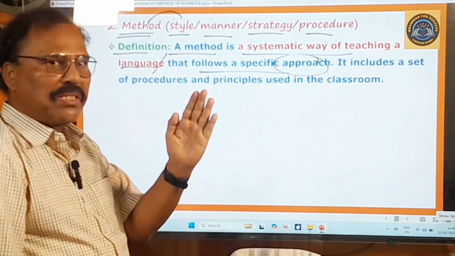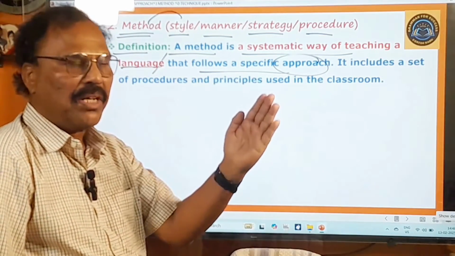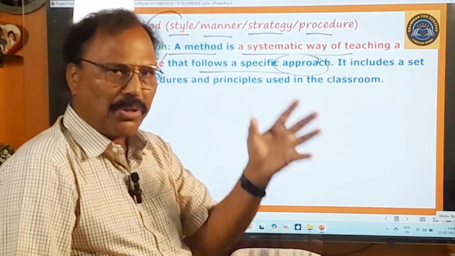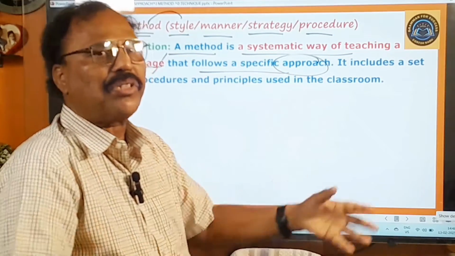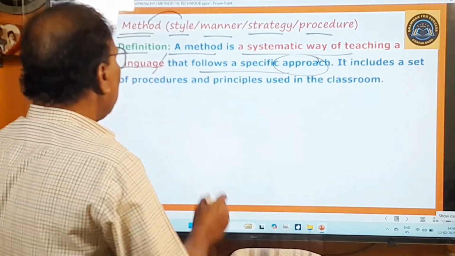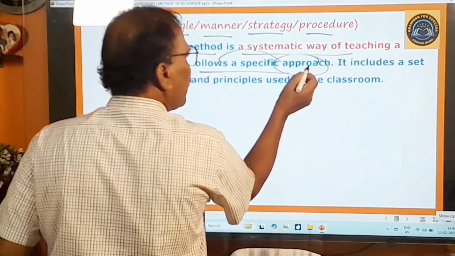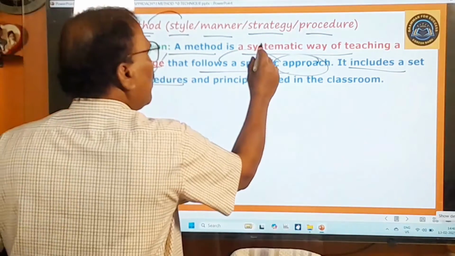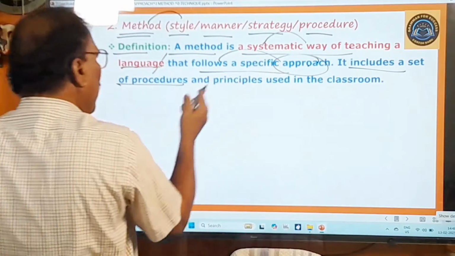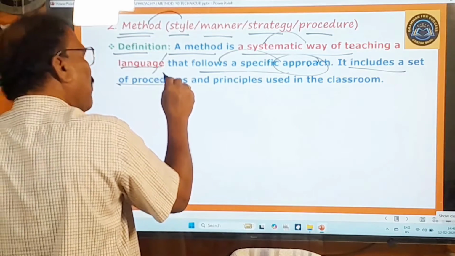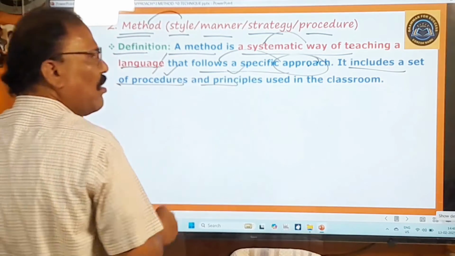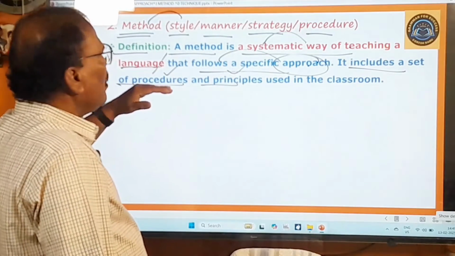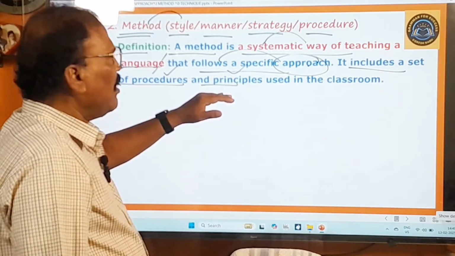So approach means the way, the plan. In that plan, some methods are there. So in that approach, you follow some method and you start teaching that language. So this method follows some specific approach. It includes a set of procedures. Method means it is a systematic way of teaching, and therefore it depends largely on the set of procedures and principles. And you have to teach that language depending on the set of procedures and principles in the classroom.